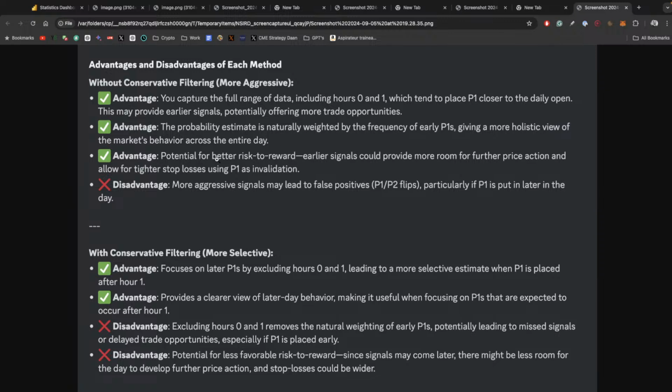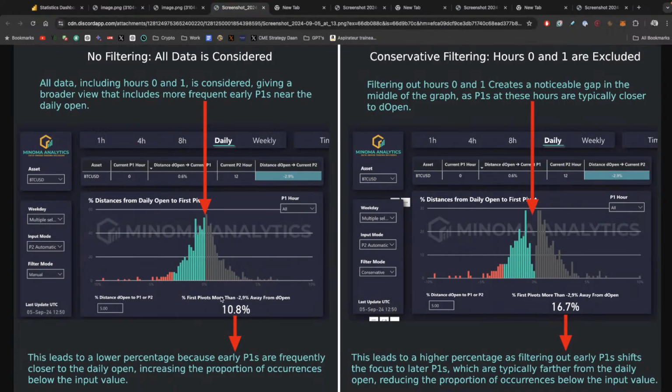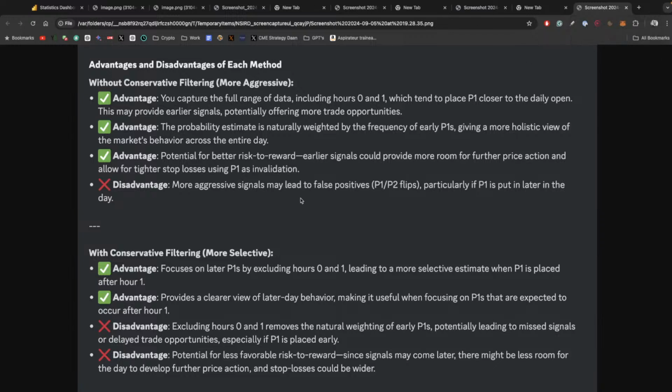Another advantage is the potential for a better risk to reward ratio, right? Because you get earlier signals that could provide more room for further price action and allow for tighter stop losses using P1 as invalidation. Again, this one is going to be more aggressive. So you're going to have an earlier sign that it's confident that P1 will hold, which also means that it is likely that there's more distance to go for the rest of the day, and P1 is closer. So not only is P1 probably closer, it doesn't have to be, but there is definitely more room to go in between P1 and P2. So potential better risk to reward, right? Potential, because not always the case, obviously.